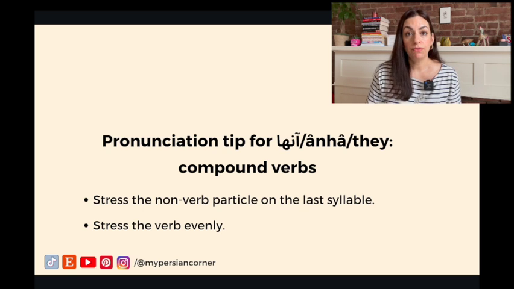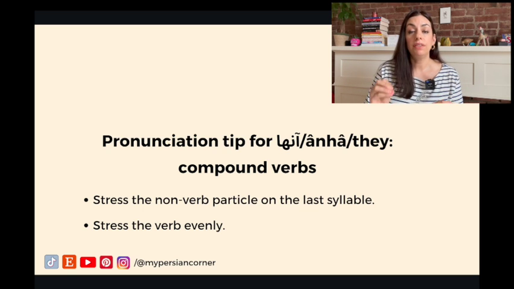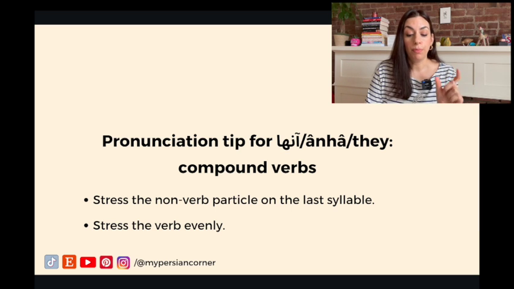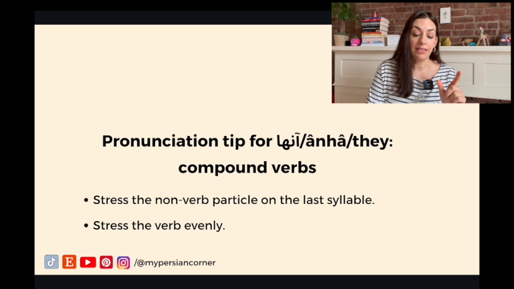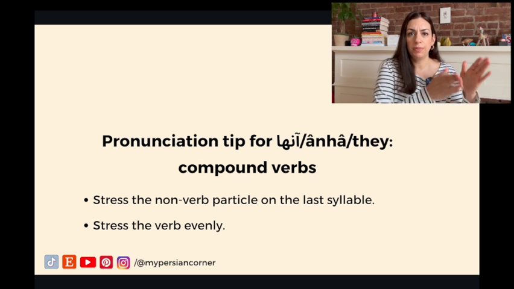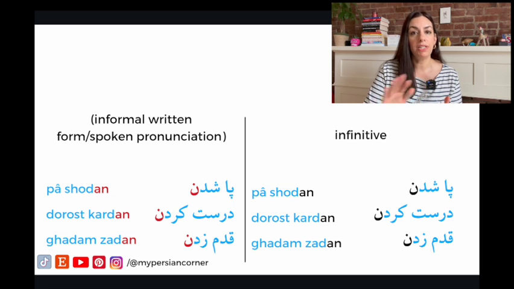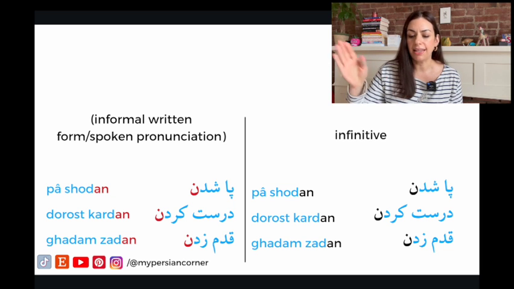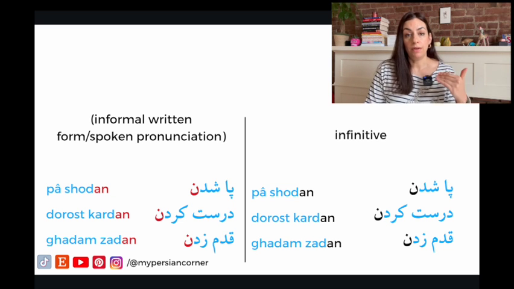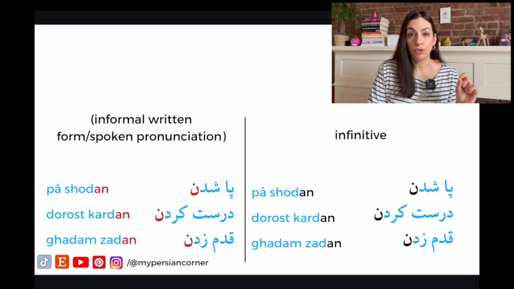When it comes to compound verbs, it's the same. Infinitives always stressed on the last syllable. But when we conjugate it, the non-verb part is going to be stressed on the last syllable, and then the verb is kind of stressed evenly. So again, infinitives, last syllable. پا شدن, درست کردن, قدم زدن, right? But when we conjugate it, پا شدم, or پا شدن.